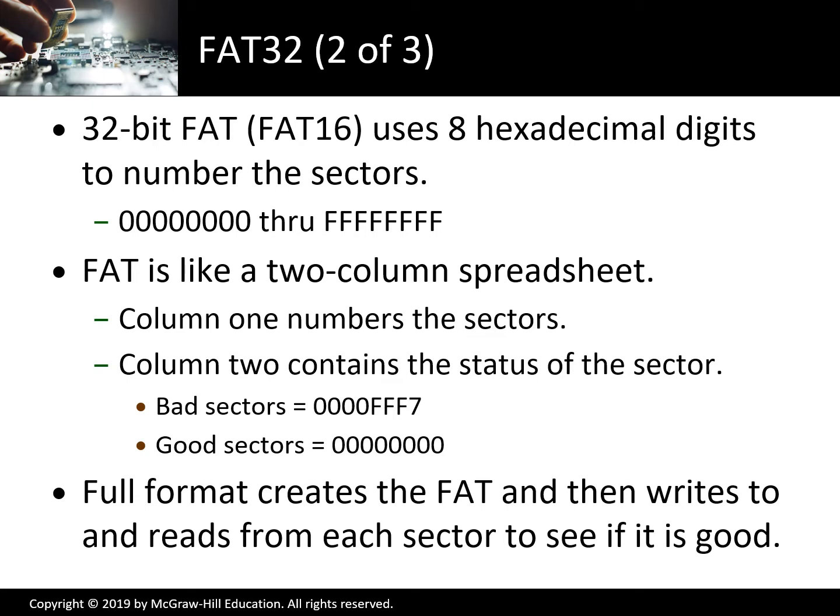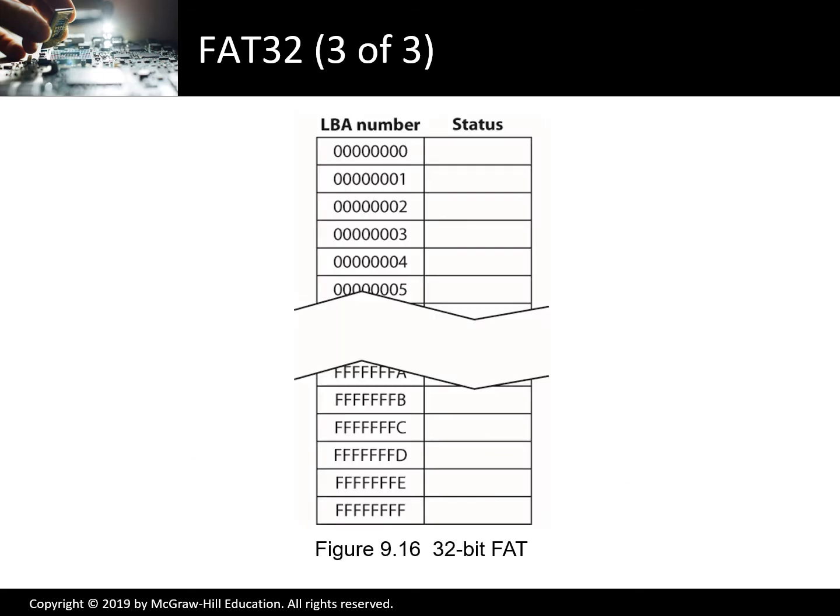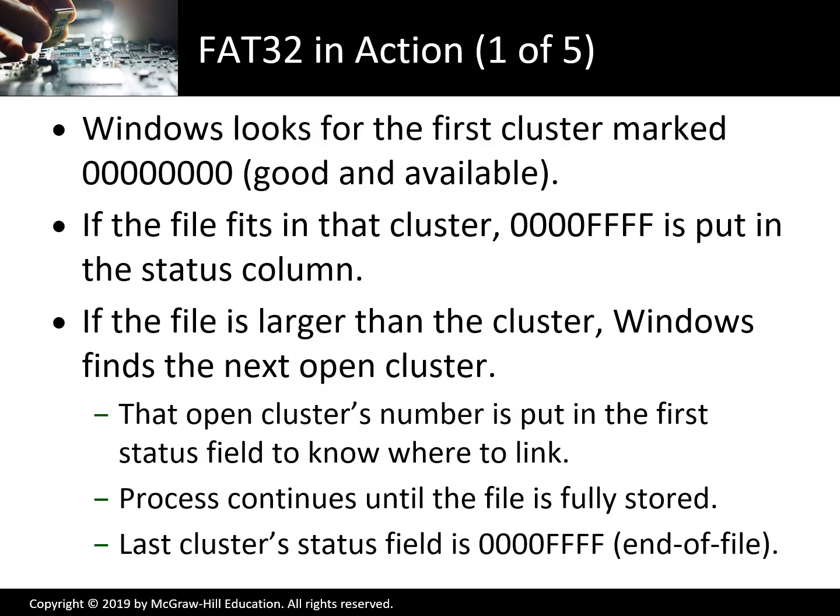Full format creates the FAT and then writes and reads from the good sectors. Okay, make sure they're good. Now, Windows looks for the first cluster marked with zeros, good and available. Then, if the file fits in that cluster, it puts it in the status column. If the file is larger than the cluster, Windows finds the next open cluster, and the process continues until the file's stored completely.